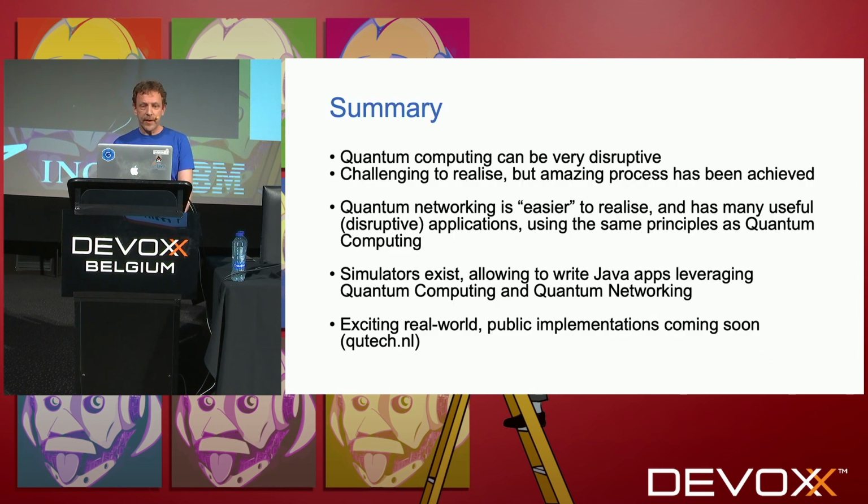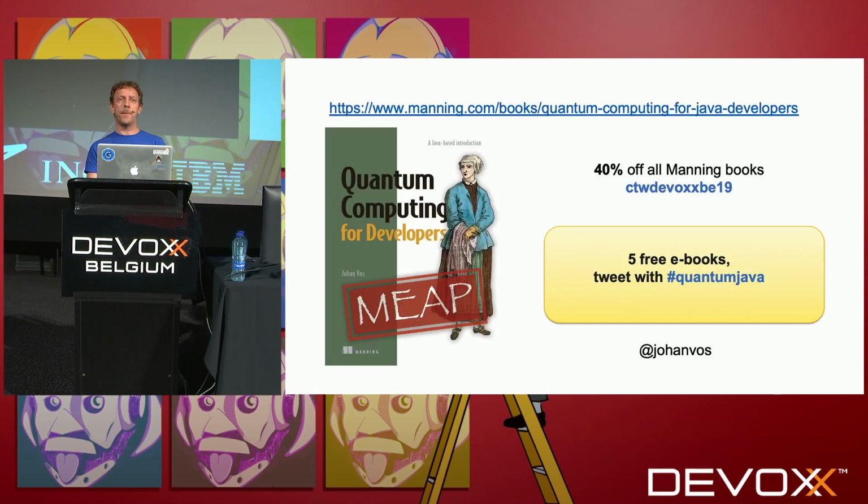So that is extremely brief. In summary, again, quantum computing is going to be very disruptive. It's hard to realize, but they're making amazing progress. Quantum networking is going to be there much sooner, and it will be based on the same aspects, but it will be ready for real-world applications much sooner. And you can start today by using simulators to write Java applications that are targeting the quantum internet. And we hope and we're confident that real-world public networks are coming soon, so that the applications you're developing now can work on that, especially if you're working in areas that require security. I think it's wise to look at this already.